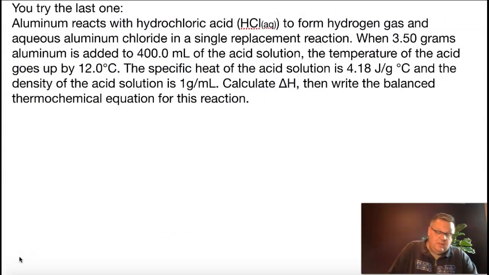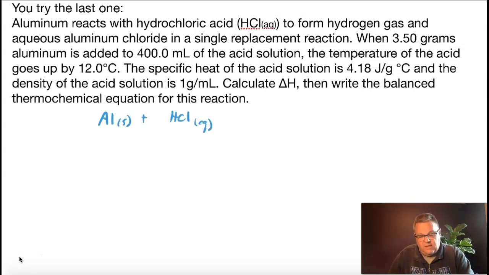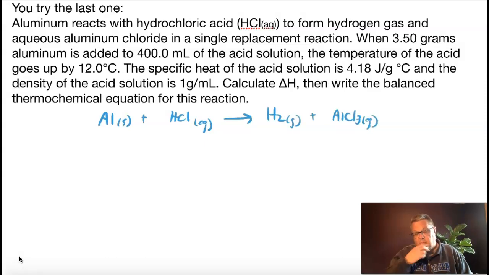Last one. This is a single replacement reaction. Aluminum reacting with hydrochloric acid. I'm going to make H2 gas, and I'm going to form soluble aluminum chloride, AlCl3. All right, so we need a 6 here, a 3 here, a 2 there, and a 2 there. That's the chemical equation.